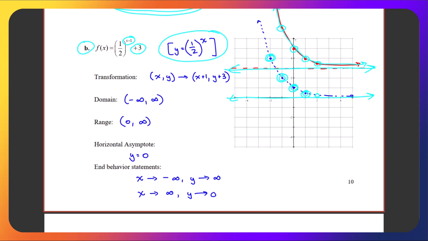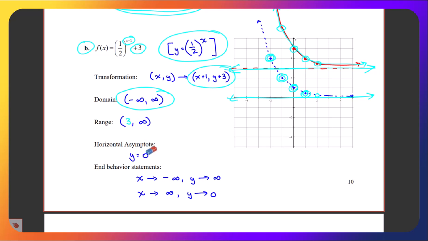At this point in your careers, if you can draw parent graphs and shift and do transformations, you shouldn't have to make a table. In a way, your parent graph is the table. So our transformation to the right 1 and up 3, left and right forever. The bottom of our graph, oops, let's fix that. The bottom is what? You're right, it's 3. It goes up to infinity.